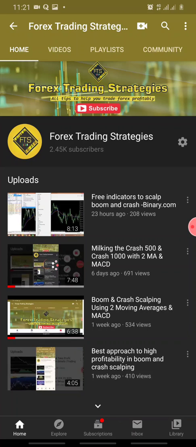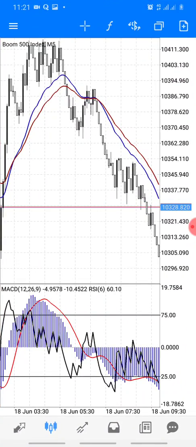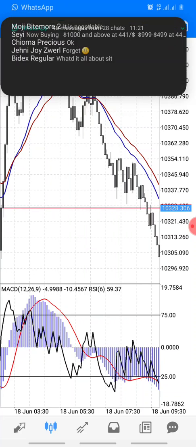So let's get into our video for today. So here we go. We'll be using this simple setup to trade the boom and crash. Now this system consists of the moving average, the MACD and the RSI.